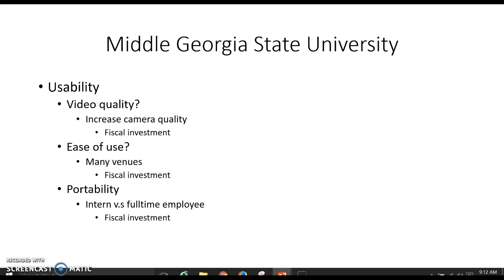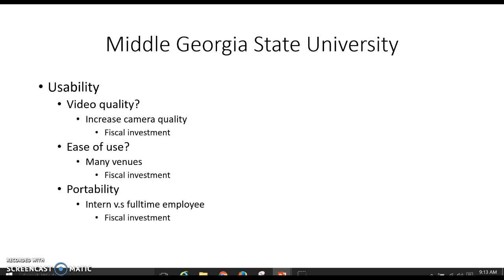How do I move them from venue to venue? How hard is it to get from point A to point B? If it's stationary, then I have to have two sets of everything. So again, we came back to money. How expensive, how many cameras are they going to need now to make this application work for them?